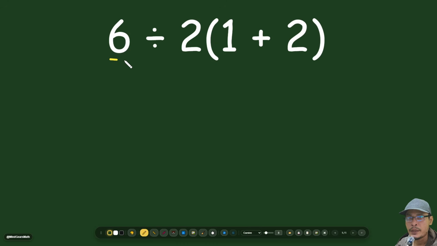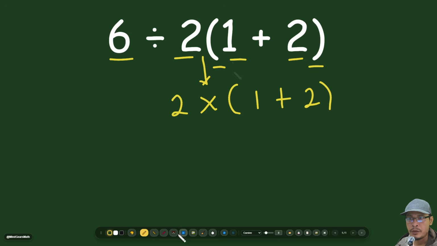Today's problem is 6 divided by 2(1 + 2). Look closely, there is a multiplication sign you cannot see between the 2 and the parenthesis. That's the invisible sign.